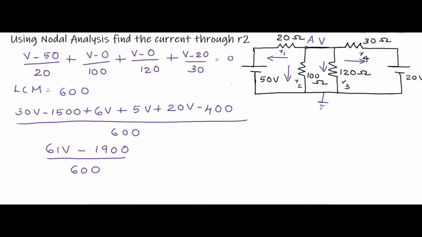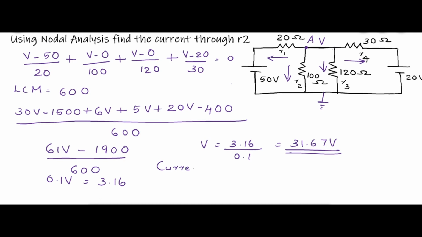So 61V by 600, which is 0.1V, is equal to 1900 by 600, which is 3.16. So the V value is 3.16 divided by 0.1, which is equal to 31.67 volts. You have asked to find the current through R2.